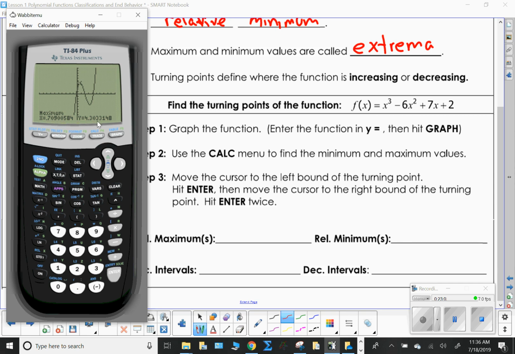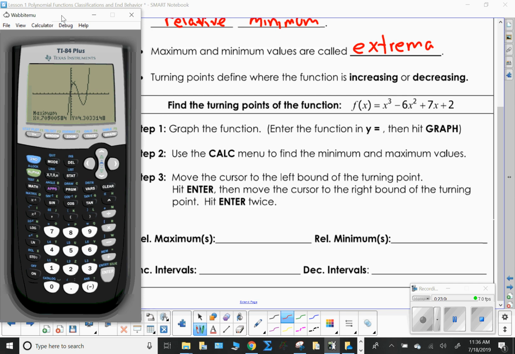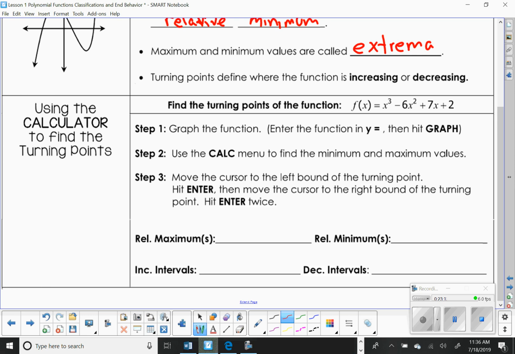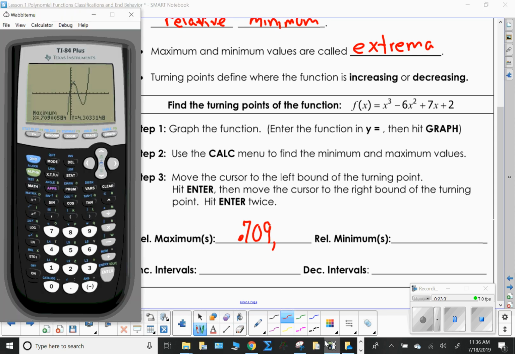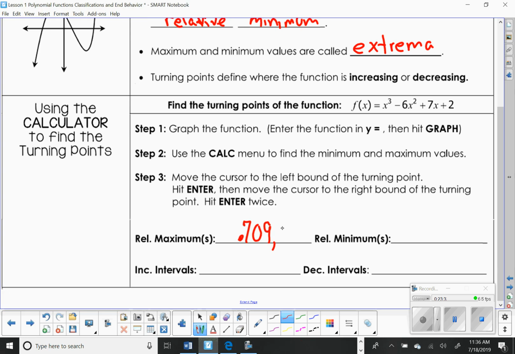0.709, blah, blah, blah. All right, so right now I really just care about the x value. So I'm at 0.709. I'm not going to worry about what the y is, okay? Actually, I guess I should, since I'm just being asked for the x. Have to bring it back. 4.303. So there's my relative maximum.